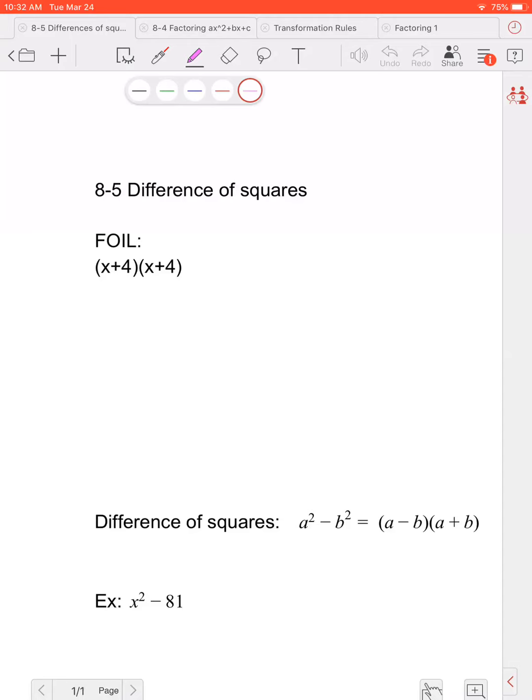Good morning, everyone. We are going to talk about another way to factor. It's what we call the difference of squares. Okay, so before we do that, we're going to FOIL a couple things here. So go ahead, pause the video and FOIL this for me like we've done in the past.